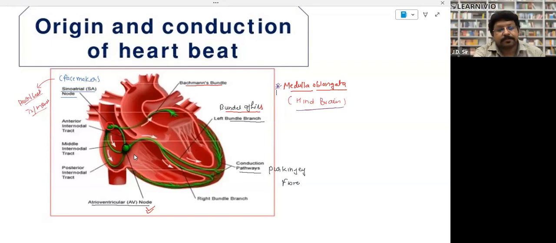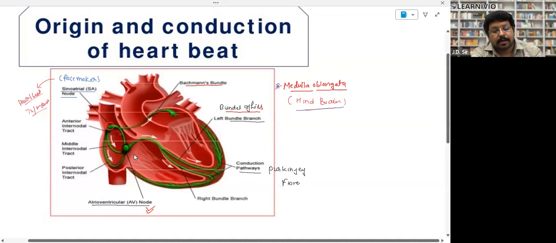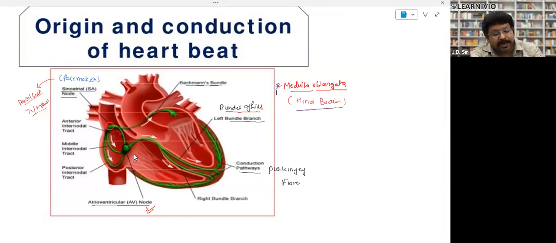Last but not the least, medulla oblongata. Last point: medulla oblongata is situated in the hindbrain, which controls the heart rate.